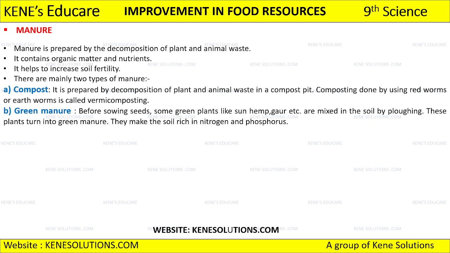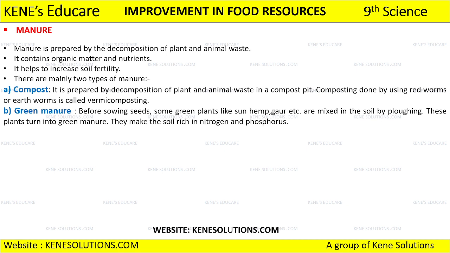Whenever we add manure to the plant, it increases the fertility of the soil, and it is of two types. First is compost, and the other one is green manure. Compost will have plant and animal waste, and we can use red worms or earthworms for this. When composting is done using red worms and earthworms, we call that vermicomposting.